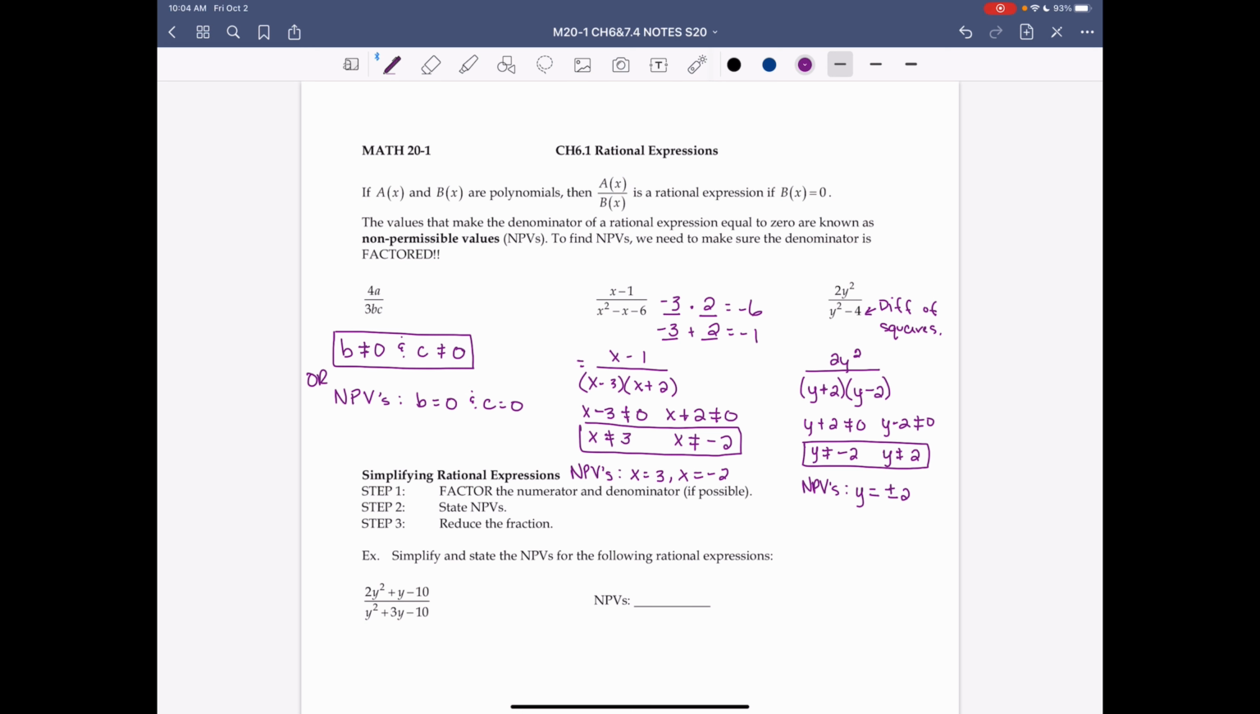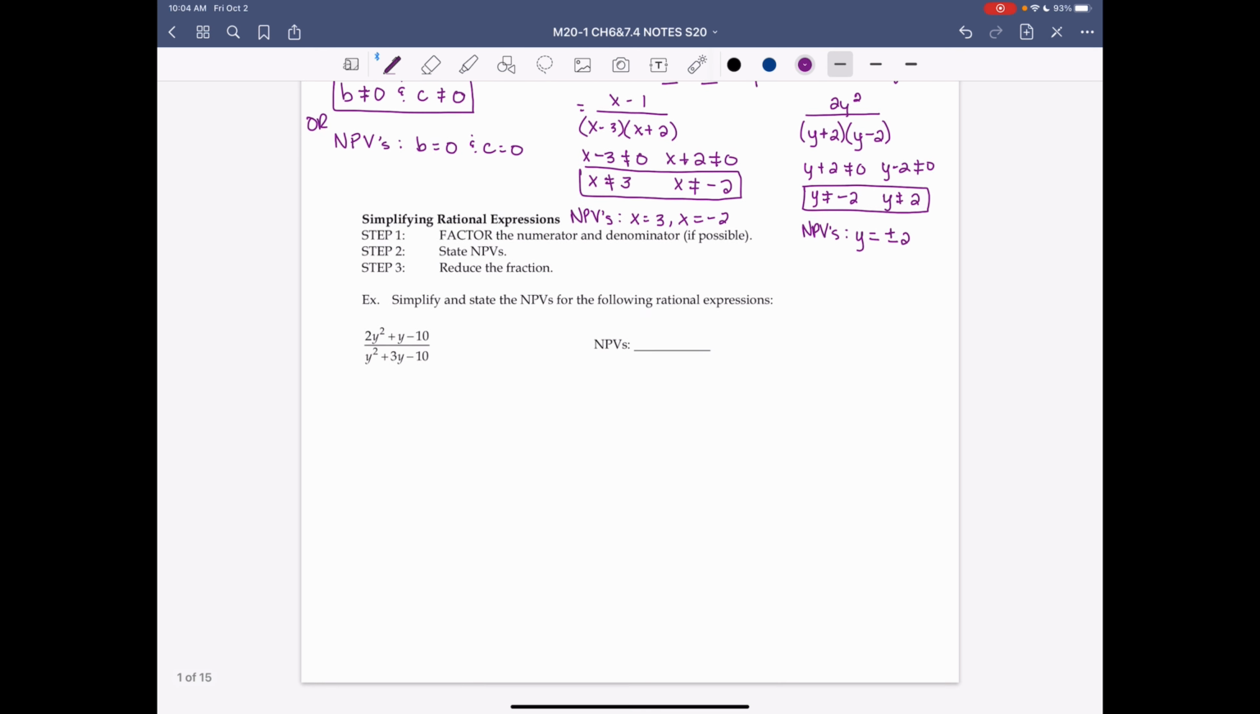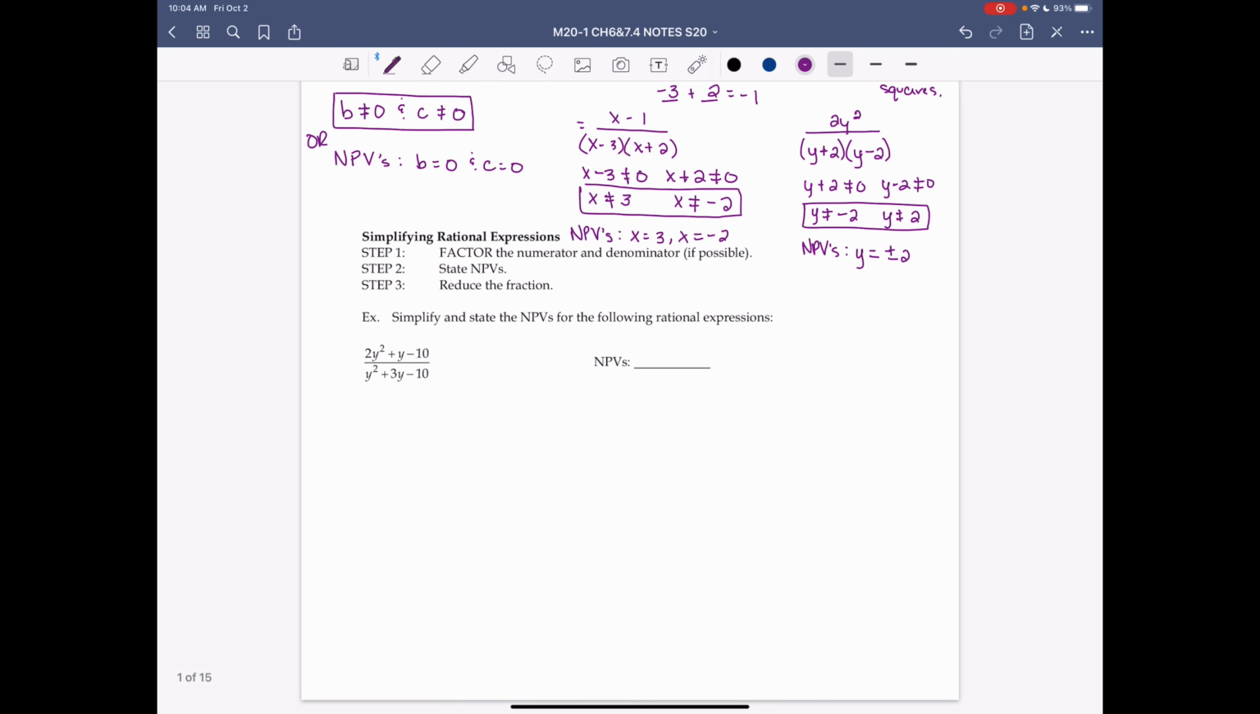Simplifying rational expressions. Step 1, we need to factor the numerator and denominator if possible. Step 2, state the NPVs. And step 3, reduce the fraction. Simplify and state the NPVs for the following rational expression. So step 1, we want to factor the numerator and the denominator.